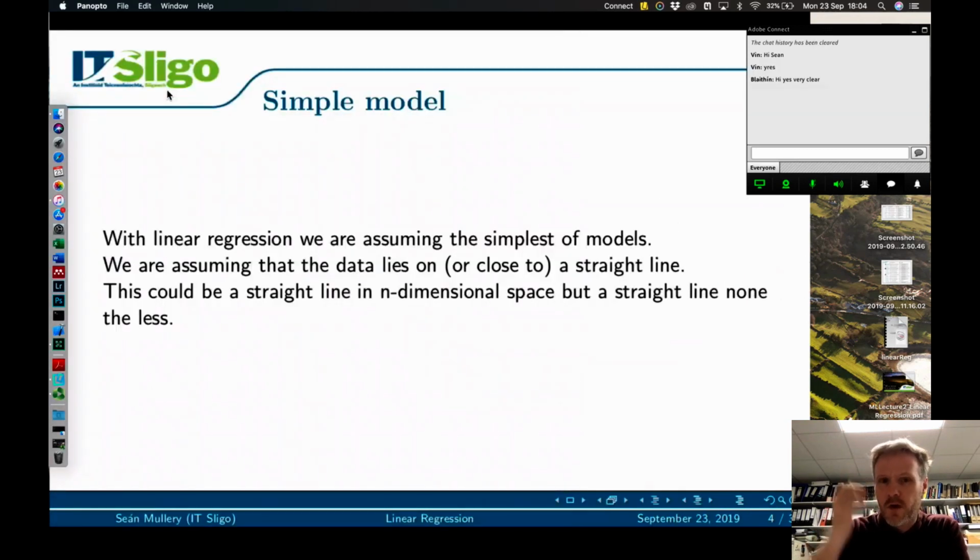So linear regression is probably the simplest of the models that we can possibly deal with. We're assuming that the data lies on or close to a straight line. Now, if that isn't correct, then we can train our model all we want. We're not going to get a good model of our data because we've assumed it's too simplistic. So this could be a straight line in an n-dimensional space, but a straight line nonetheless.